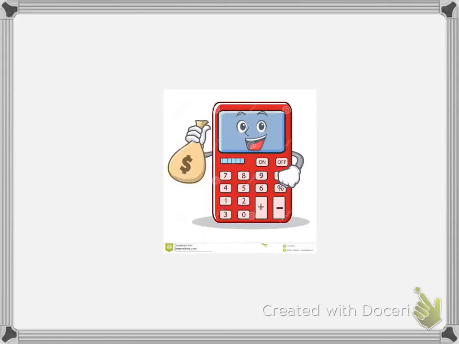I was looking for some images that were representative of what we're doing. I found this calculator with a money bag, and I just had to copy it. I'm not entirely sure what it implies. Does it imply that if you know how to do math, you make money, or is the calculator stealing a bag of money? I'm not entirely sure, and that's completely random. Okay, moving right along.